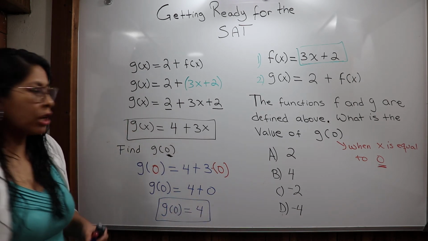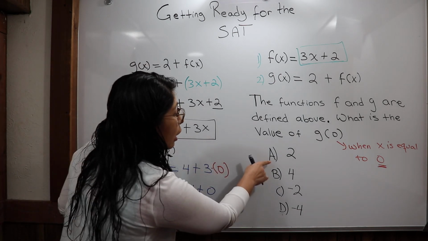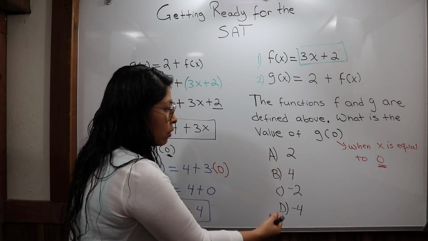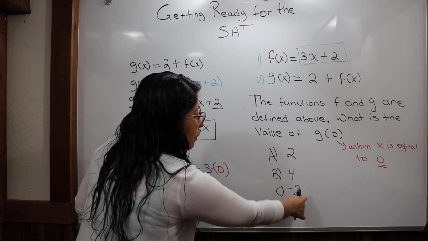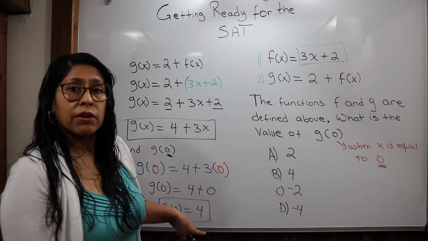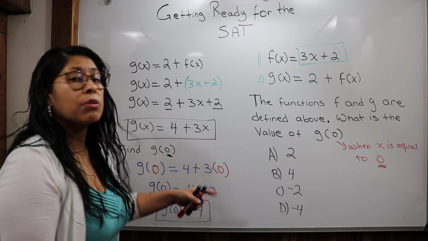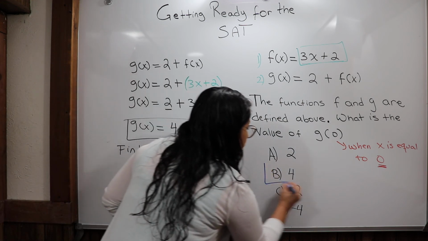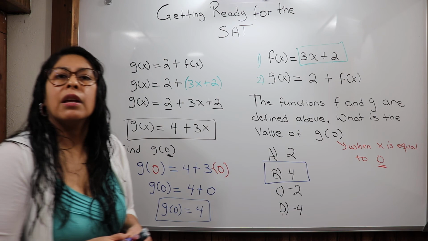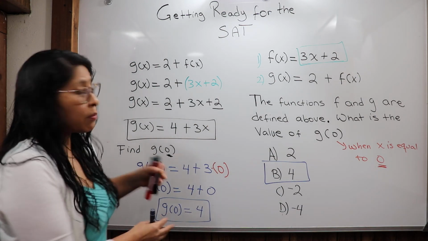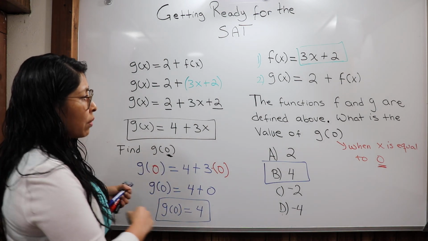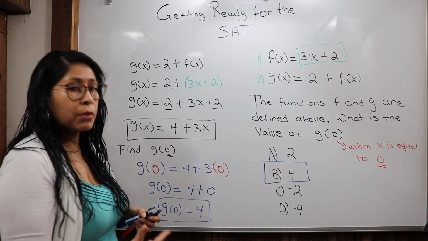So now I'm ready to go back here, and I'm going to see the options 2, 4, -2, -4. I know that when x equals 0, it's going to be 4. So it's going to be 4 right here. That's my final answer. This is a simple problem, okay? Just try to be fast. Remember, you don't have enough time in the SAT.